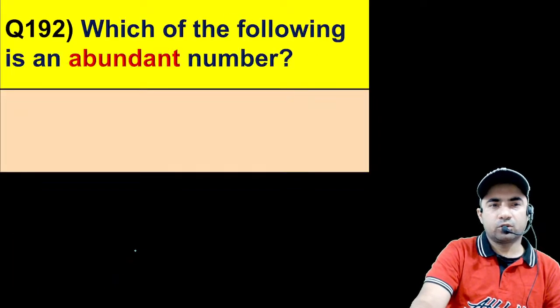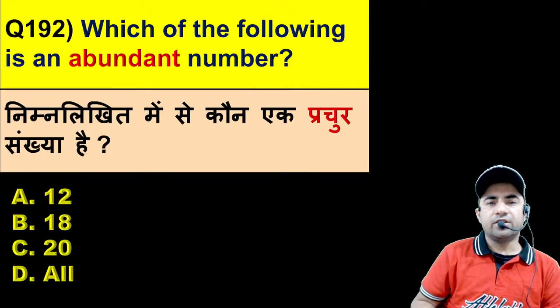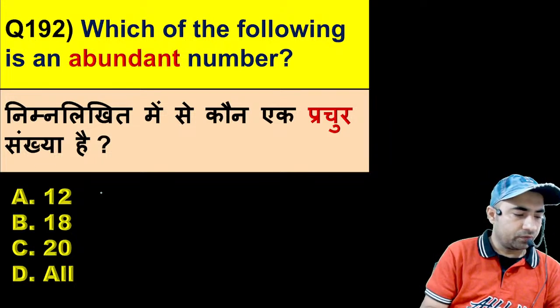Next question we have, question number 192. Which of the following is an abundant number? We have already discussed this.